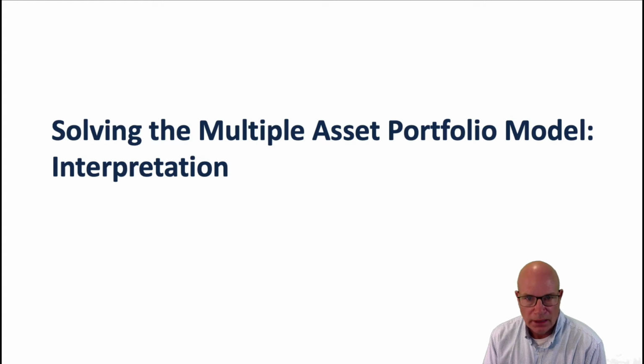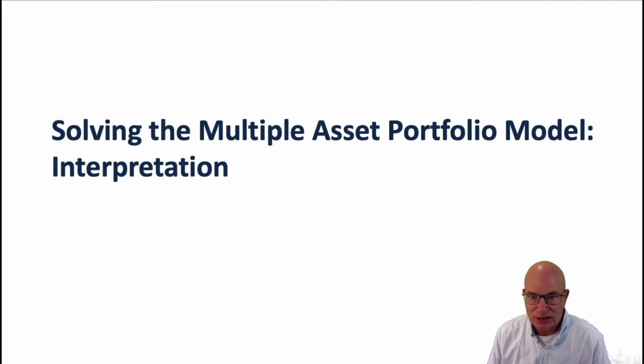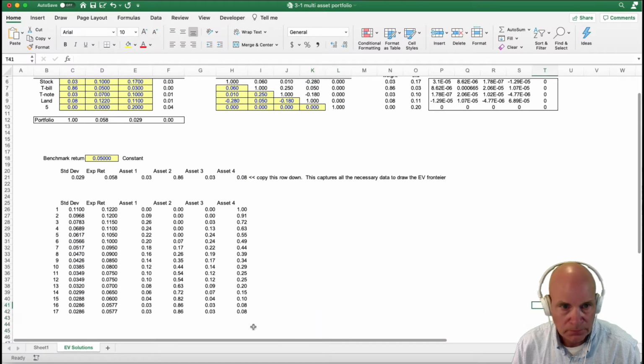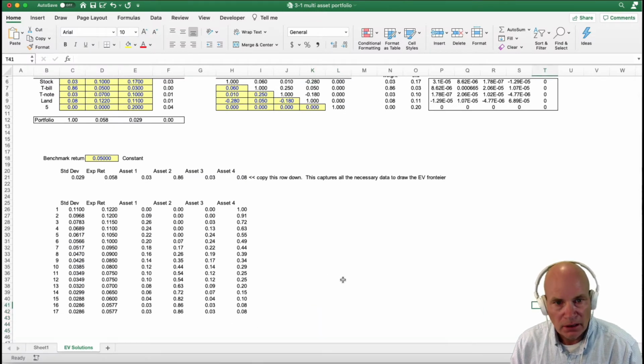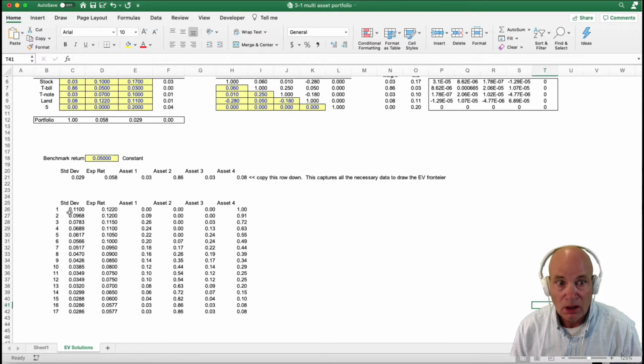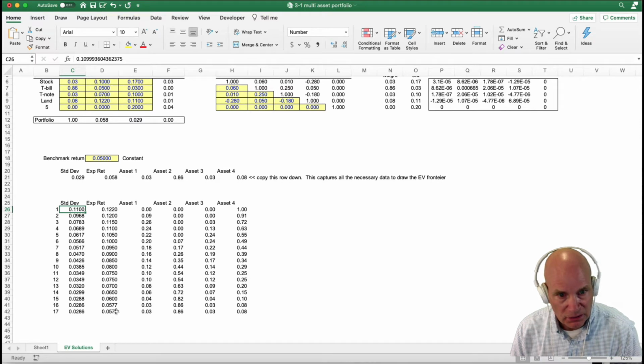All right, we got an EV Frontier. Let's interpret it in this module. Here is our spreadsheet with our EV Frontier. All right, here it is. We derived that in a module or so ago.